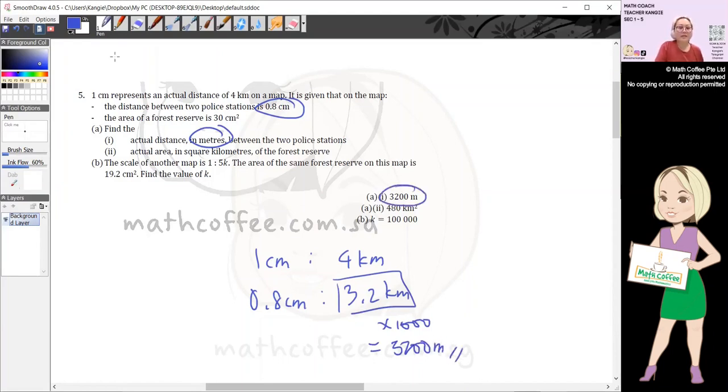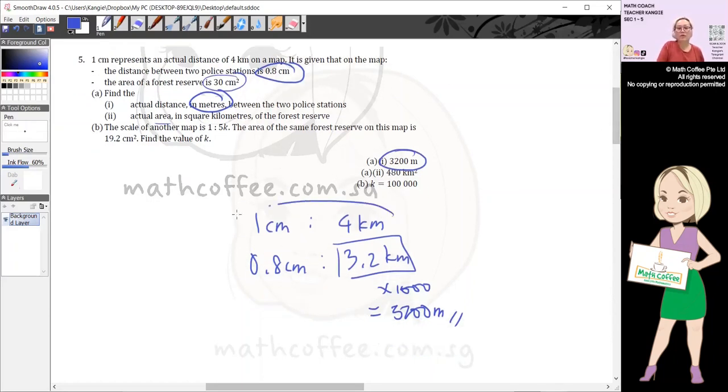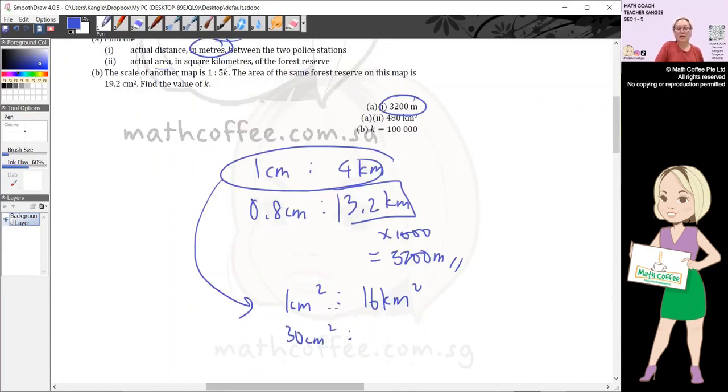Part B says that the forest on the map is 30 cm square. They want you to find the actual area. So I'm going to take this one and square both sides. So I will get 1 cm square represents 16 km square. Check, 30 cm square is the map, so this one is supposed to be on the left-hand side. So just 16 times 30, very straightforward, and you will get 480. So it's 480 km square. And you're done for part 2.